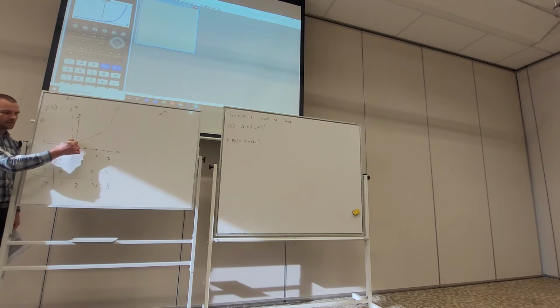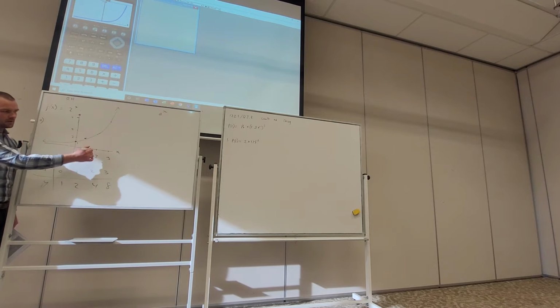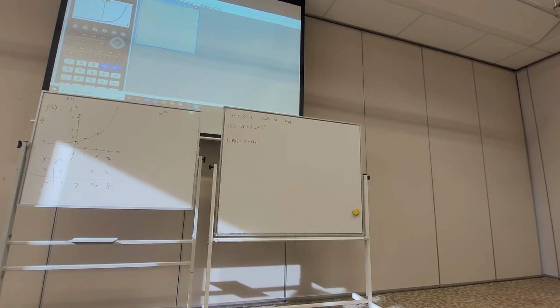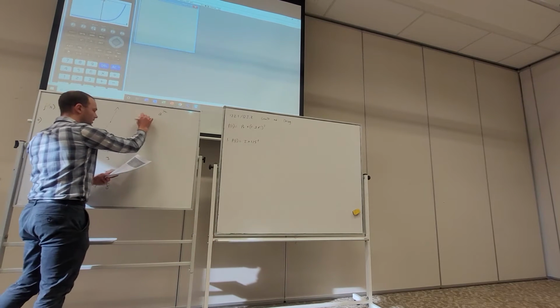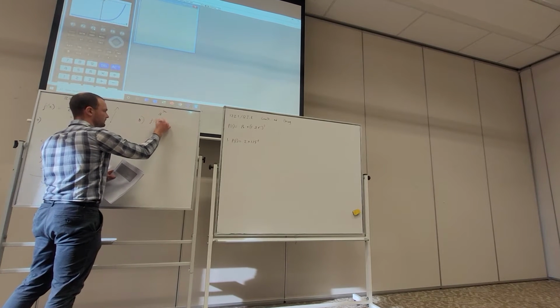So this is the first point: x is 0, y is 1. X is 1, y is 2. X is 2, y is 4. That's how you're generating a graph. That's what the calculator is doing when it does it. So I've graphed the function here, that's the first part. Part B says, find f of 0, f of 1, and f of 3.